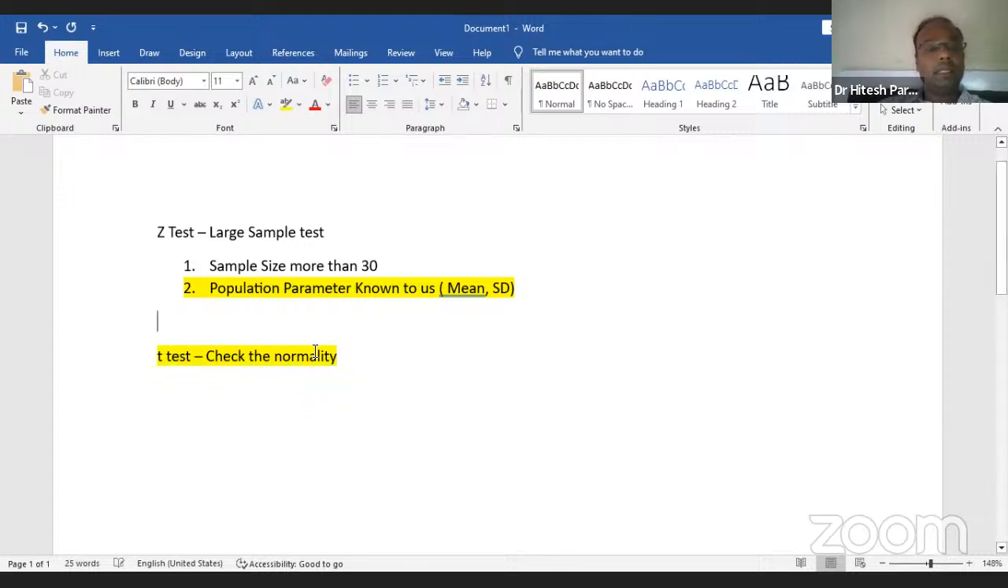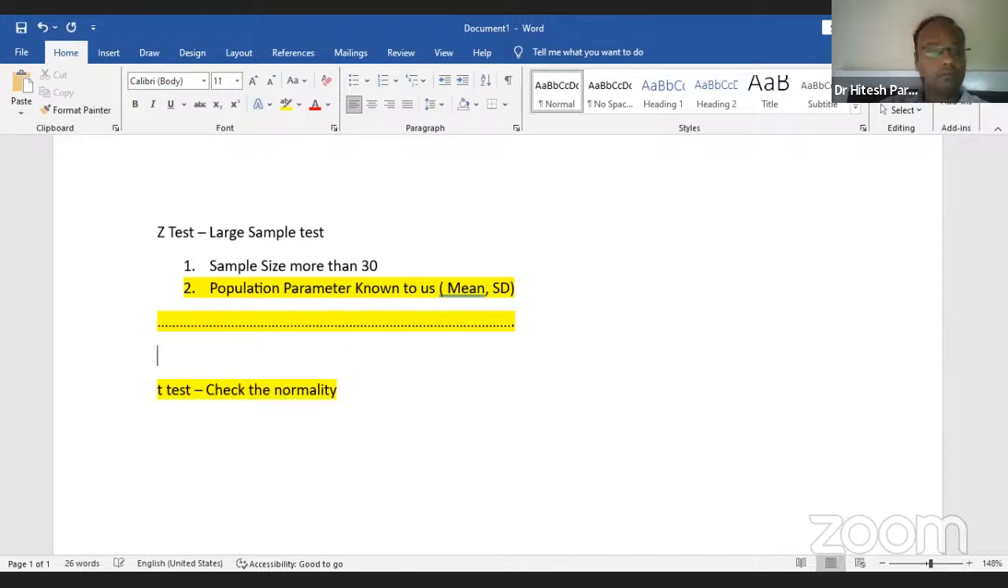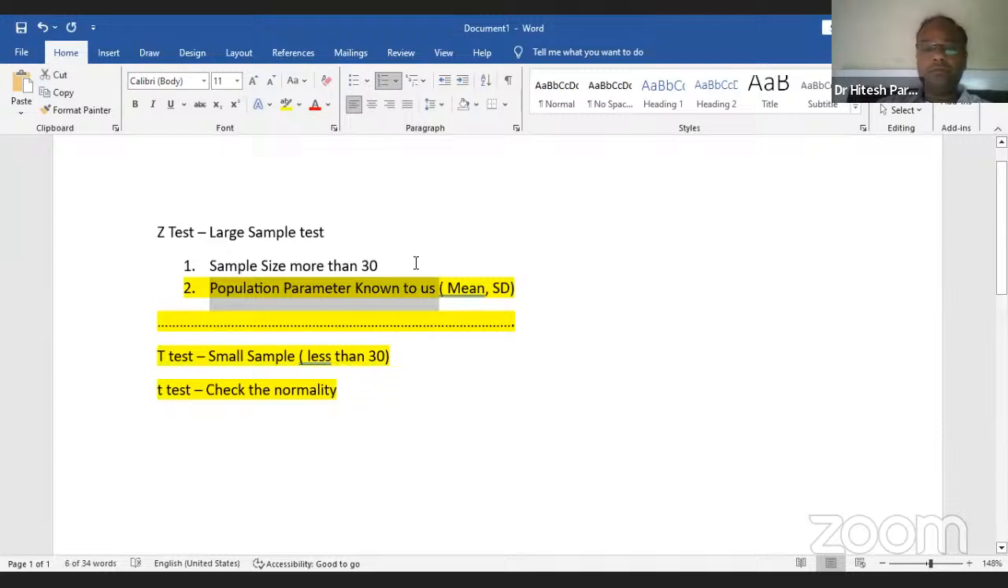So originally, the t-test was invented for a small sample. Small sample means less than 30. But then it was found suitable for a large sample also, greater than 30, under a condition that the population parameter should not be known to us. If it is known to you, you may go for z-test. If it is not known to you, go for a t-test.